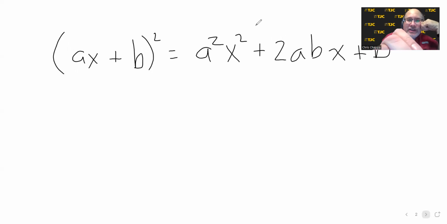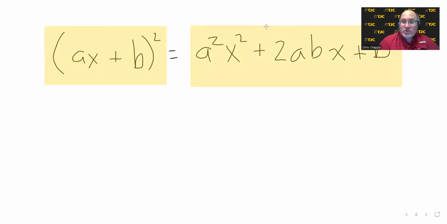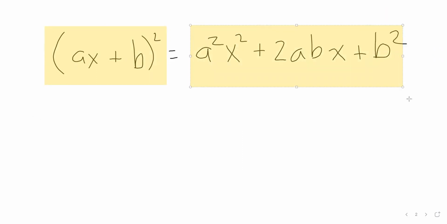If you take any binomial squared, and more specifically the square of a linear expression, like (ax + b) squared, and write it out and FOIL it, you'll get a squared x squared. Let me get rid of my video there because it's blocking part of it. You'll get a squared x squared plus 2abx plus b squared, which is really easy to see.